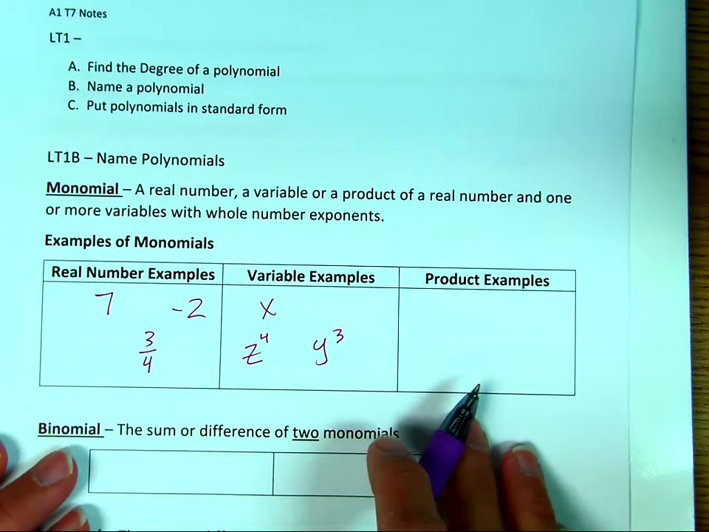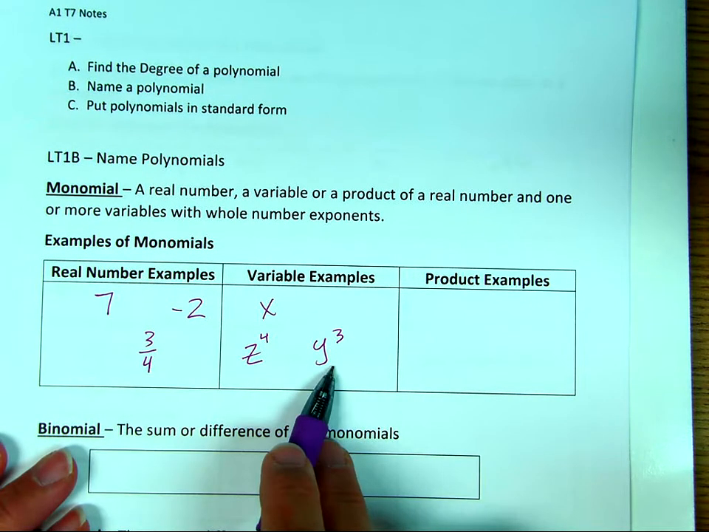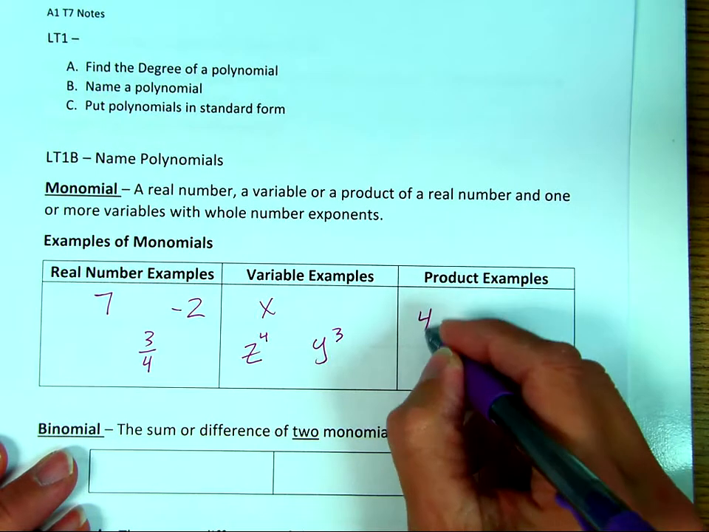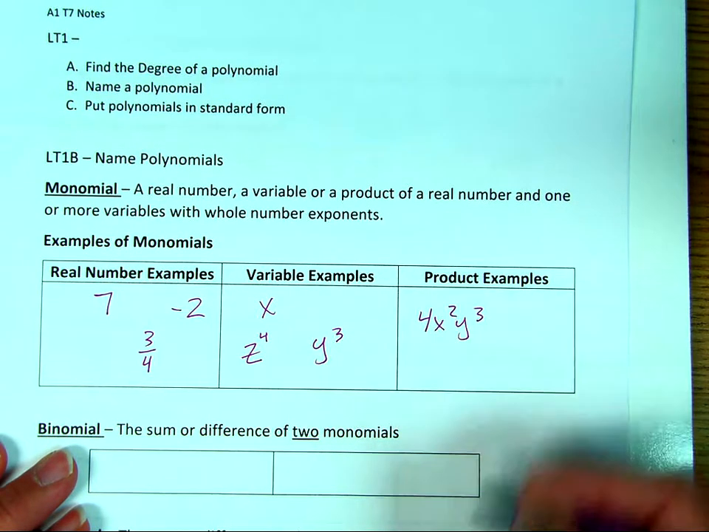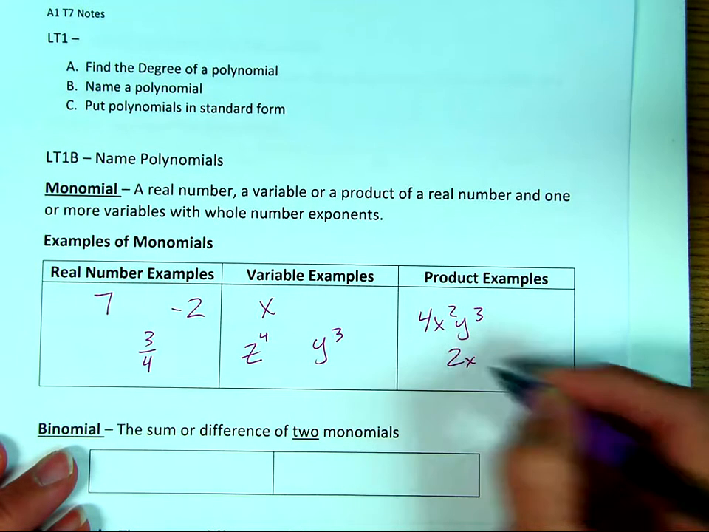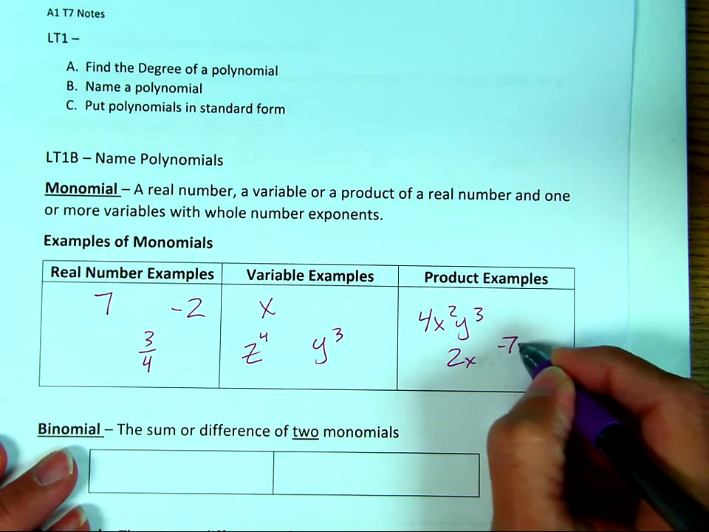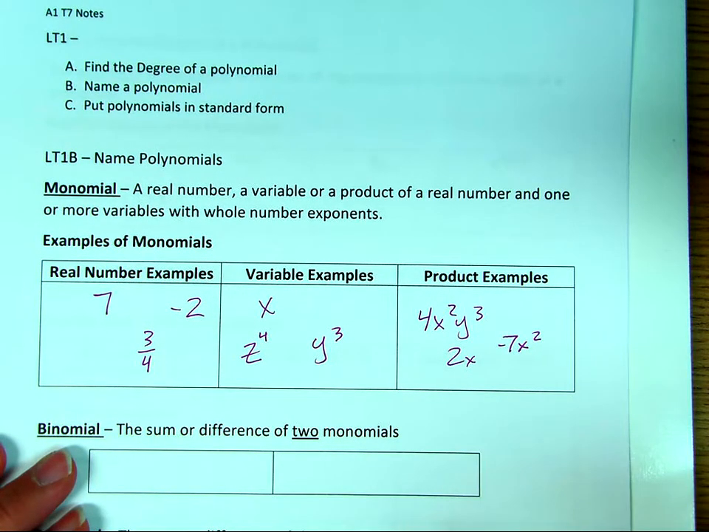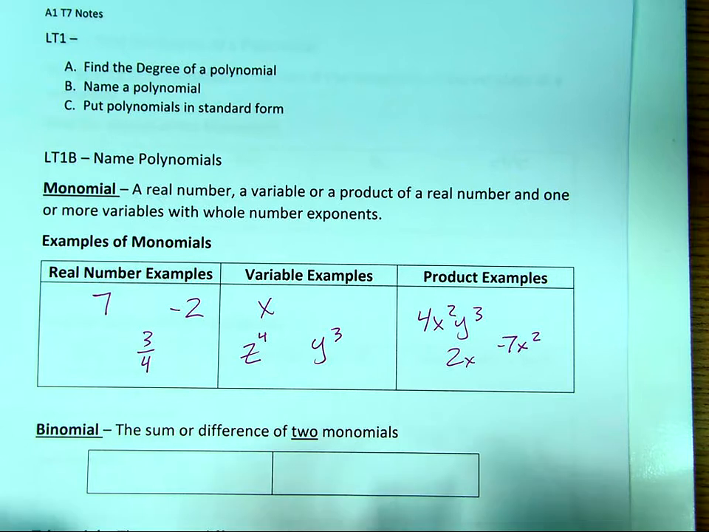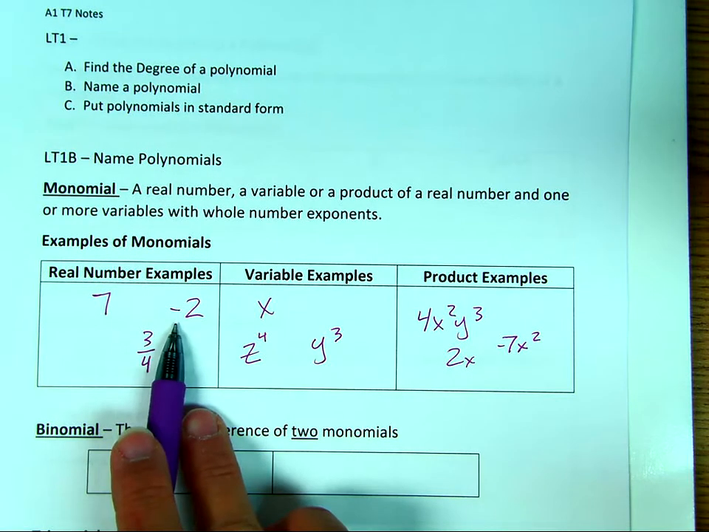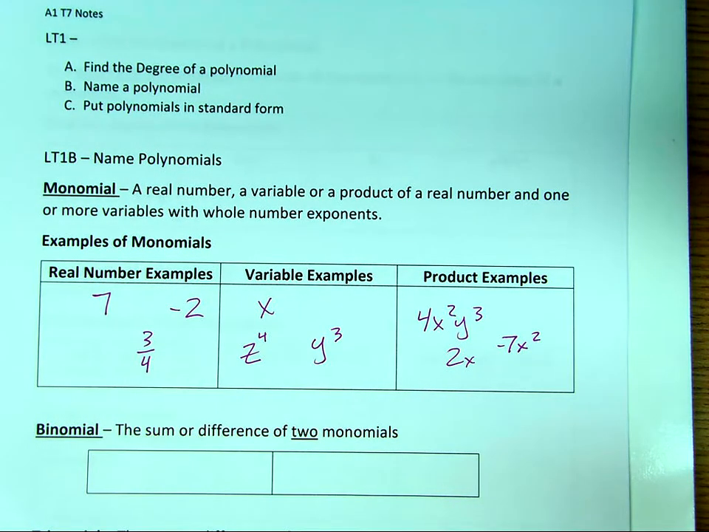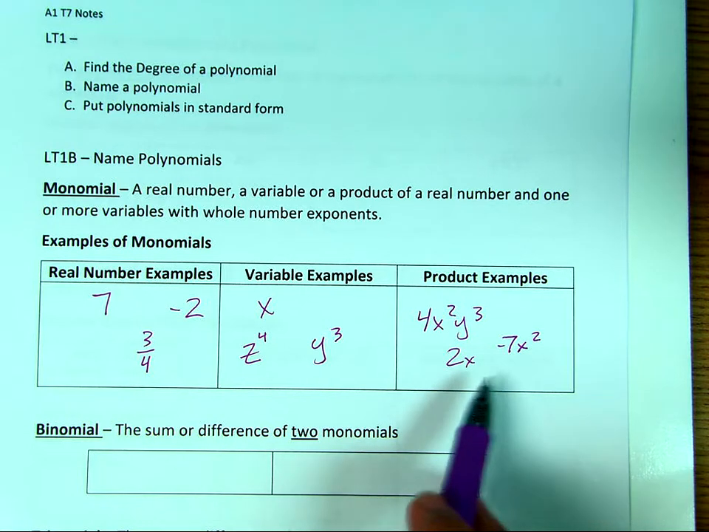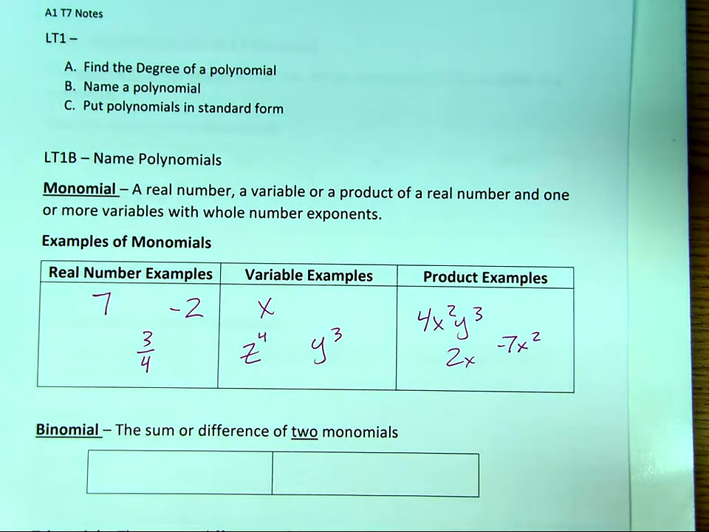Then we have product examples. Product examples means the product of these, multiplied. So I could have 4x squared y cubed. I could have 2x. I could have -7x squared. All of these are examples of monomials. Notice there's no plus signs in between things. There can be negatives out front, but it's just one term or a product of things. So that is a monomial.